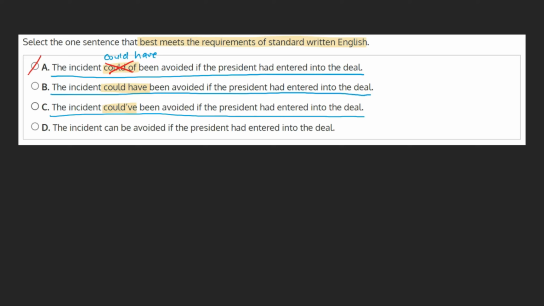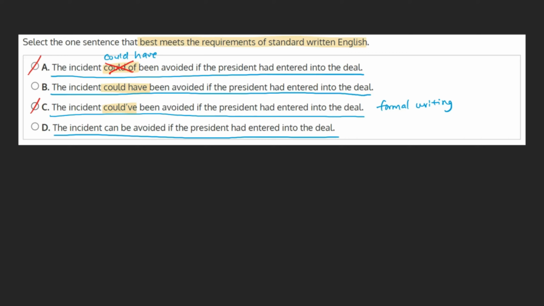Taking our context into account, we can see that this sentence seems to be taken from a formal writing piece. While the contraction "could've" is definitely grammatically correct, it's more appropriate for an informal setting or a spoken setting as opposed to a written one. With this in mind, we can mark this choice off as we can see that choice B is still a better choice. And D. The incident can be avoided if the president had entered into the deal.